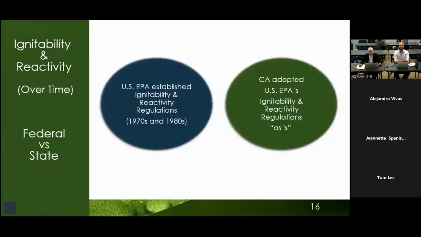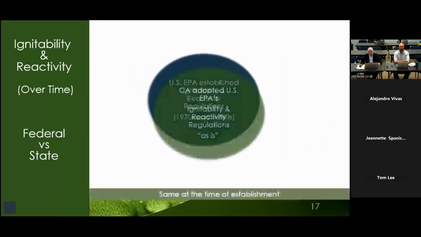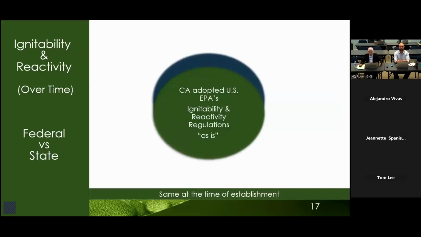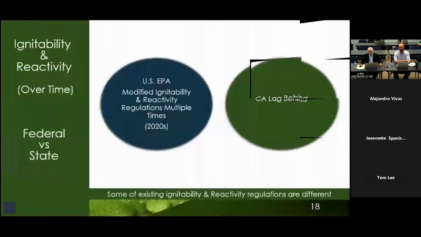So I have mentioned earlier that the criteria for ignitability and reactivity were once the same for both federal and California, because when these regulations were first established back in the 1970s and 80s, California adopted the US EPA regulatory requirements exactly as they were for both of these criteria, which means in the past, both federal and state criteria for these 2 characteristics were identical. So for both ignitability and reactivity, the criteria used to be the same across the board.